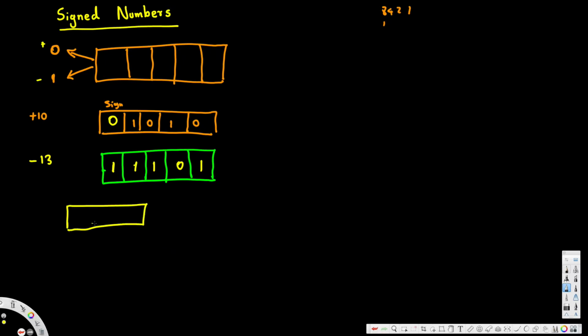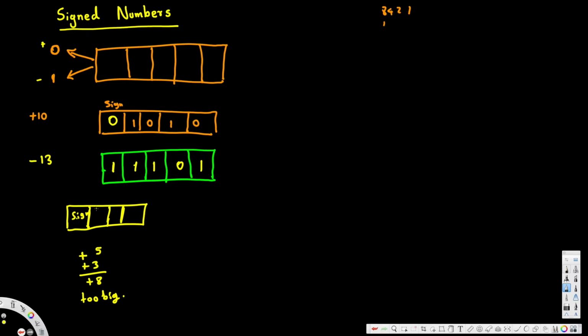Now let's look at a 3-bit number. For a 3-bit number, this is going to be the sign, and inside of this one, we are going to have numbers. Let's look at some additions. For example, if we have plus 5 plus 3, that gives us plus 8. This is too big, because if it's 3 digits, the maximum number we can have is 7.